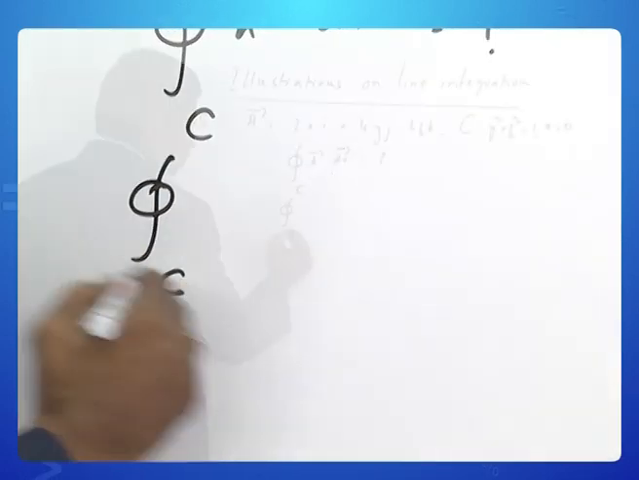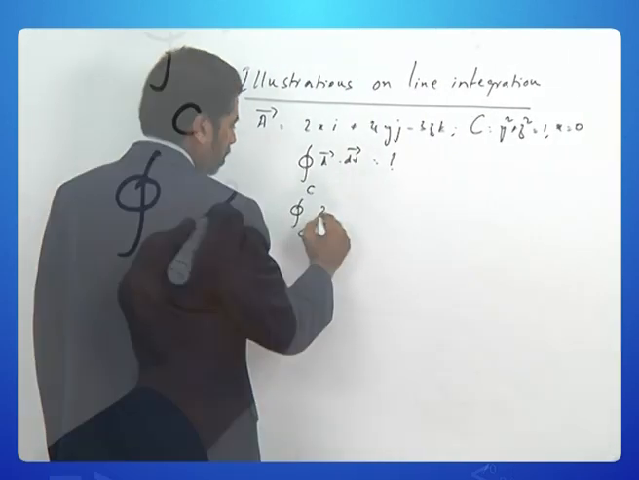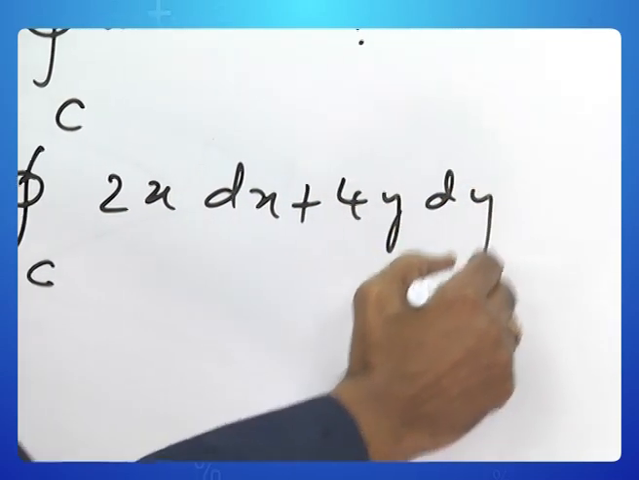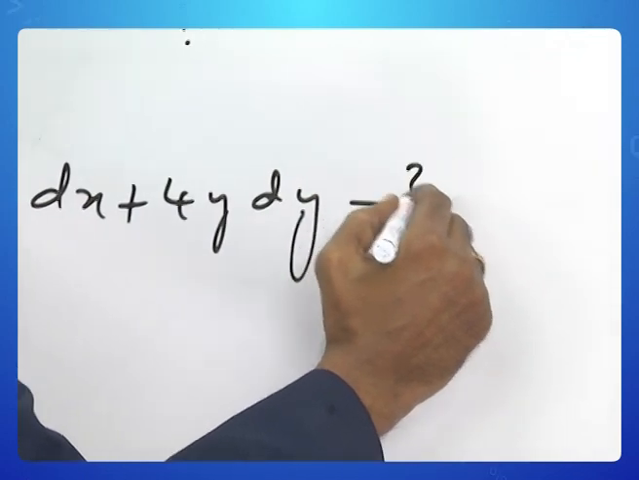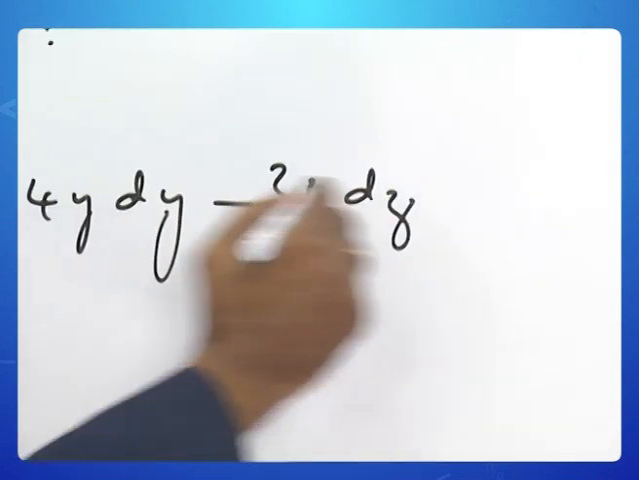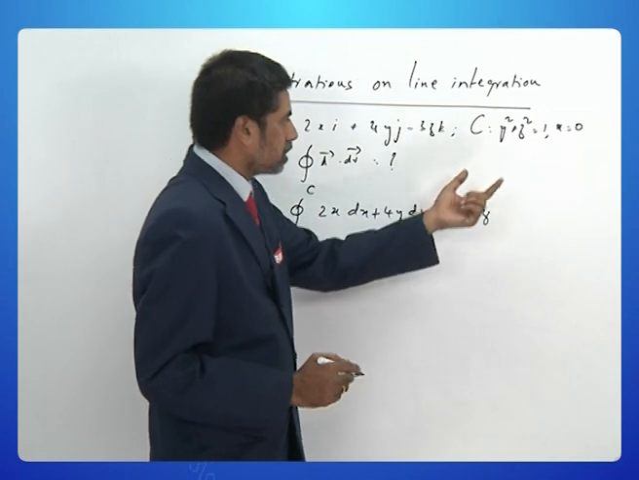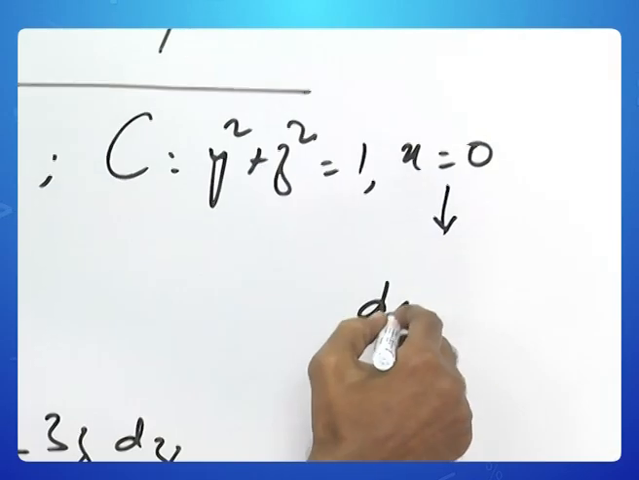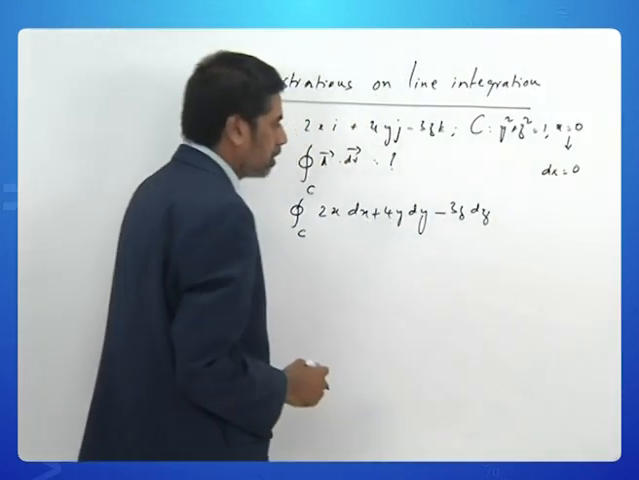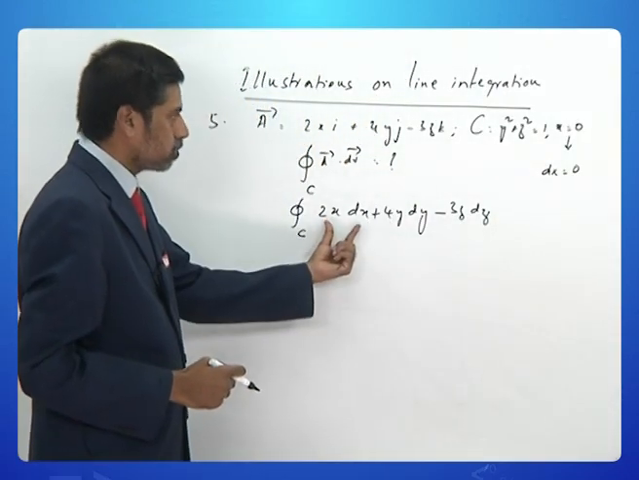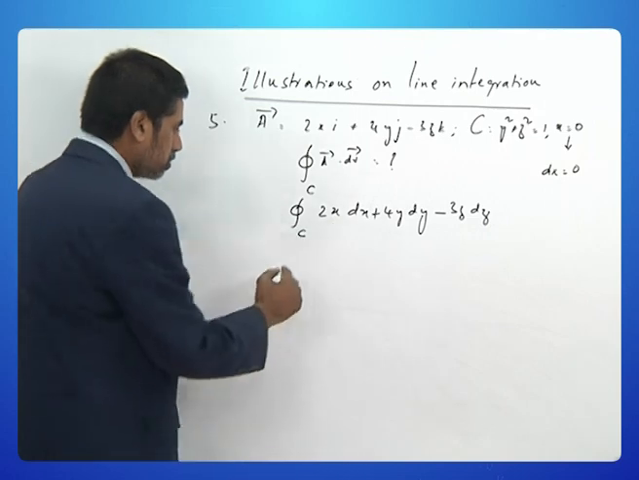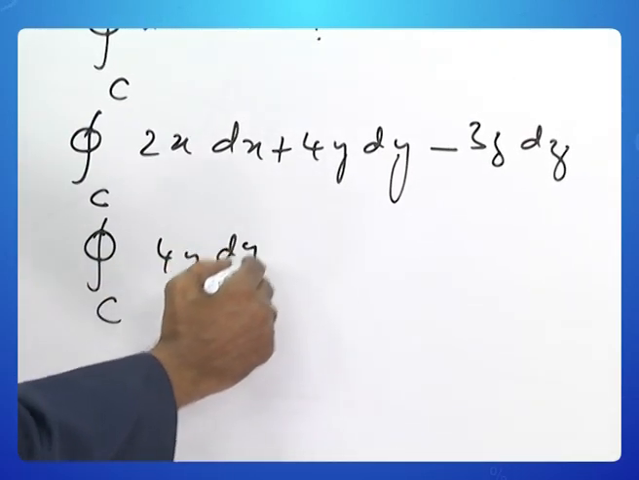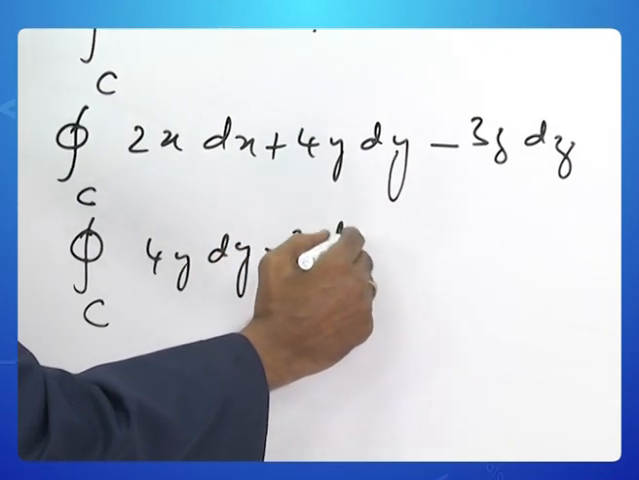So when you expand this, you will get 2x dx plus 4y dy minus 3z dz. And now we can introduce all the changes. You can observe from here, when x is 0, dx will be 0, which means this term can be removed. If you remove this term, you get 4y dy minus 3z dz.